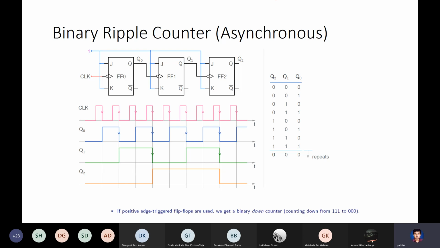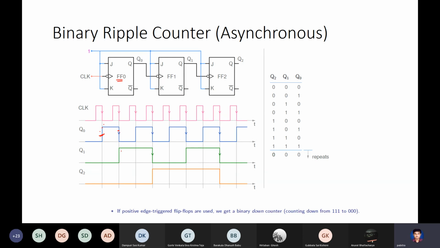So if you observe the value of Q0, what will happen? Q0 will toggle here on the first negative edge, and toggle again here, because FF0 is a toggle flip-flop. Whenever a negative edge of the clock comes, Q0 toggles. So here it will toggle: toggle number 1, toggle number 2, toggle number 3, toggle number 4.